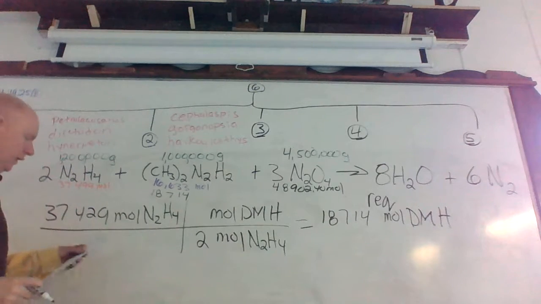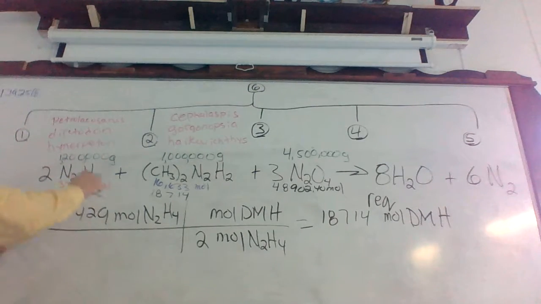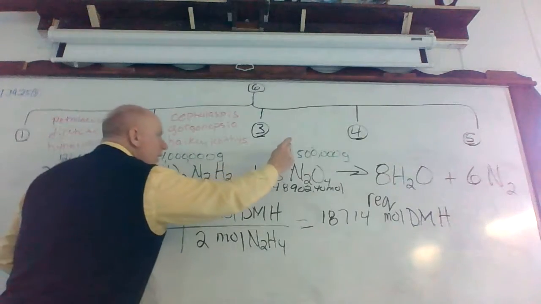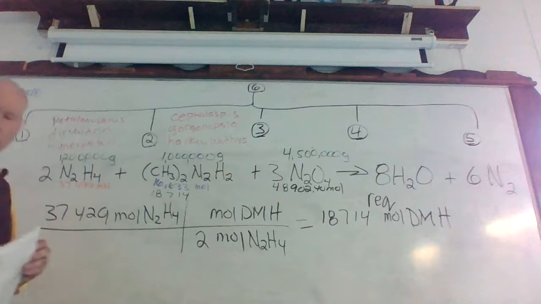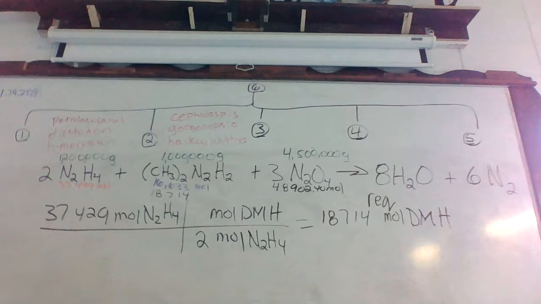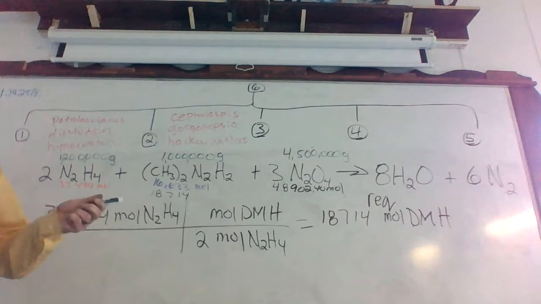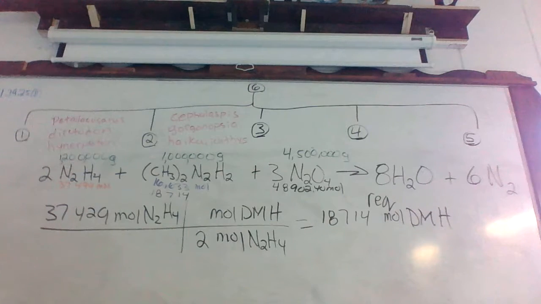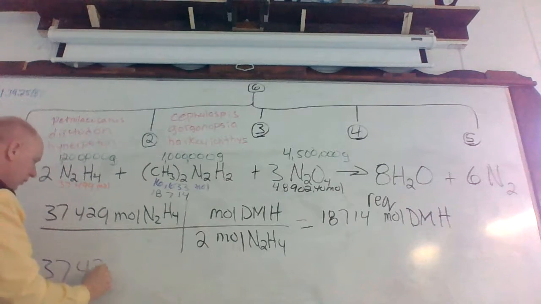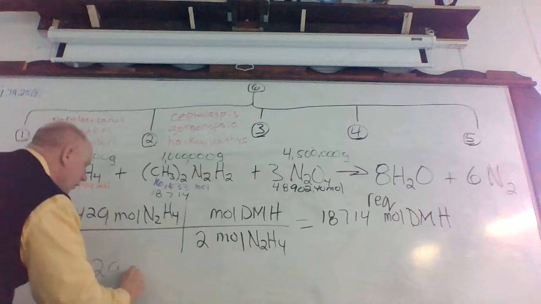Okay. So then let's just move further on down the line. We can just go ahead and take this and convert it to this substance to see how much is required. Okay? Because we had to do 2 of them anyway. All right? So, in this process, we will take 37429 moles of N2H4.